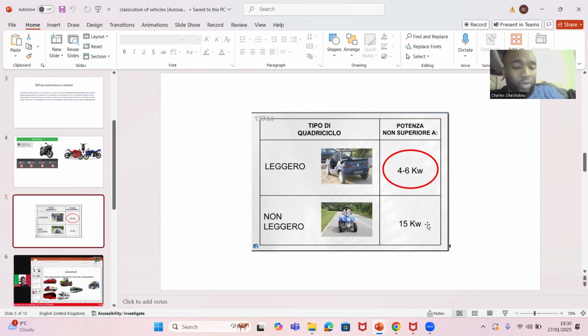So students, we have broken down the difference between ciclomotore and motocicli. Any other thing we didn't discuss here doesn't exist, so it is false. I don't ask you for the definition of these; I've given you the characteristics. Simple. Is there a question?